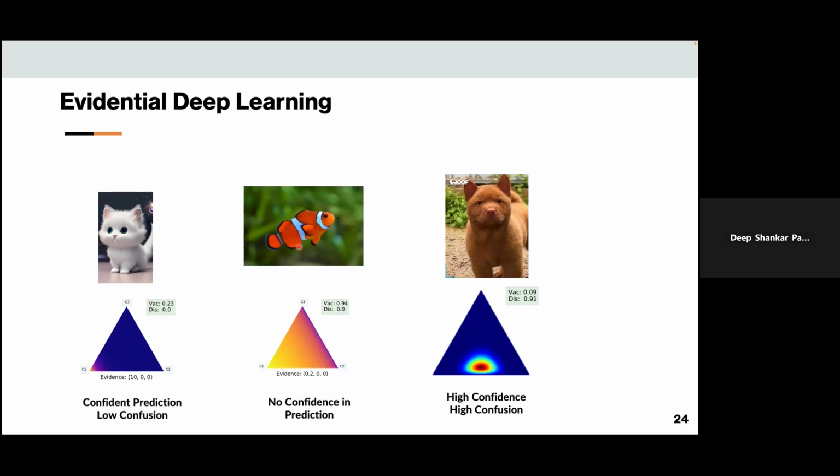In the second case, it can output low evidence for all classes. That leads to a flat distribution and a very high vacuity. What this means is, even though the model is not confused, it's not at all confident in its prediction. It's basically saying, I don't know. In the final case, the vacuity is low, that is, the model is confident, but the dissonance is high. So the model is highly confused. That is basically a sharply peaked distribution that's between the two classes.